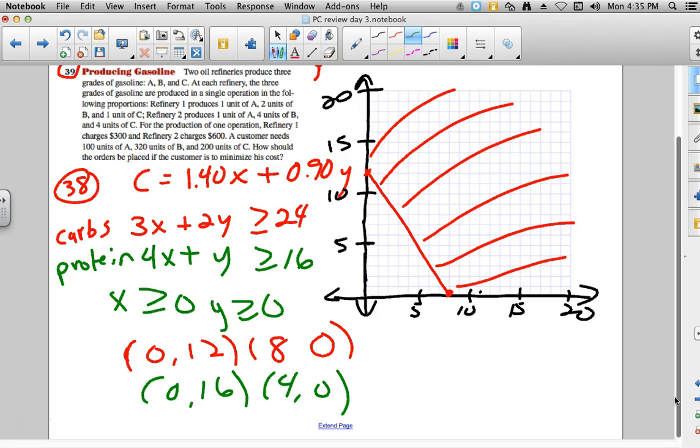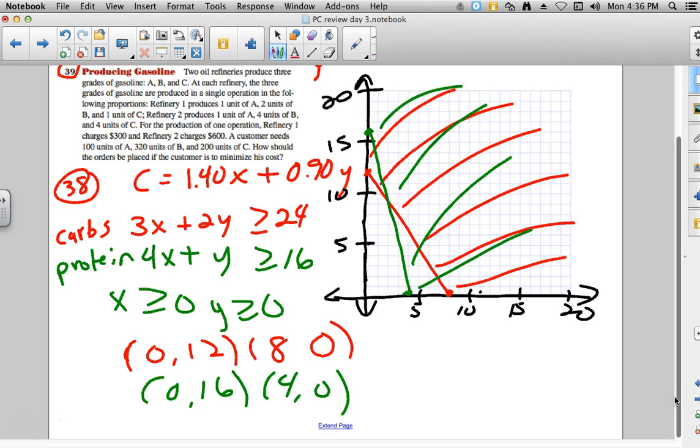And then our green was 0, 16 and 4, 0. Like I said, if you're careful at this point and you have a ruler, you might be able to get that one perfect. And that one was greater than or equal to also, so we're shading out this way. But what we notice is our vertices are going to be here, here, and here. And this one will not have a maximum because we can keep going forever out there into quadrant 1. But we definitely need to know what those vertices are as we work through this one.